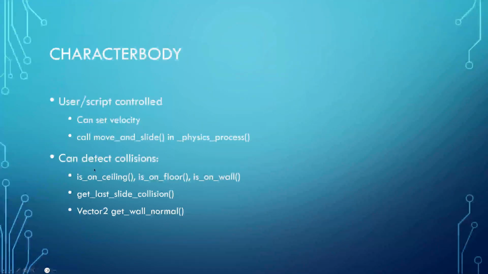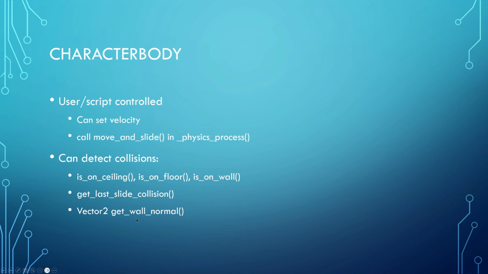And character body can also detect collisions, but usefully it can detect things like is on ceiling or is on floor or is on wall. And basically, so for is on floor, for example, you can just say, if this body is on the floor and you get a jump input, then jump. Another thing, get last slide collision. You can see what the last thing to have collided with this body was.